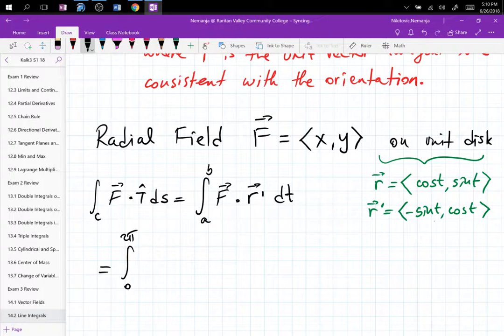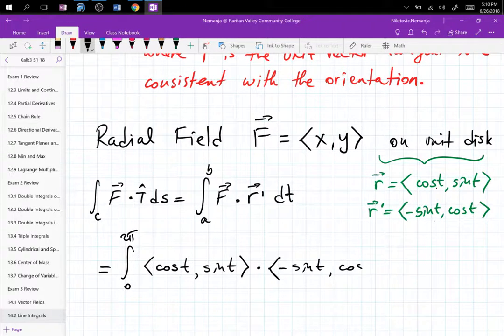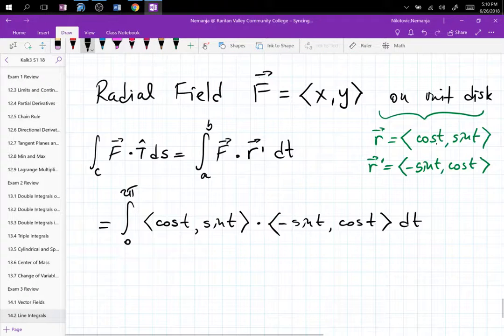And then we have the vector field F. If you remember the drill over here, your F is x and y, so cosine goes for the x value, so I have the vector here that says cosine t, sine t, so that's my F, and then I dot that with r prime, which is negative sine t, cosine t dt. Now we have the dot product. Let me put that here. That's a dot product.